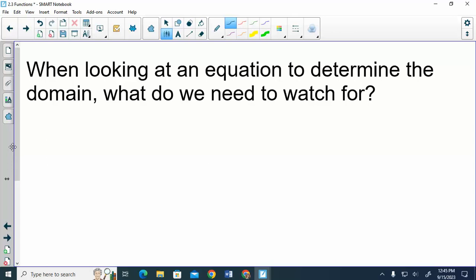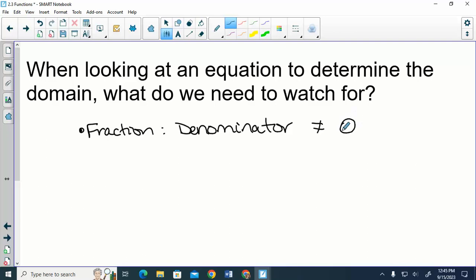What about when we have fractions? What can't happen in a fraction? There's one number we can't divide by. So in a fraction, the denominator cannot be 0.